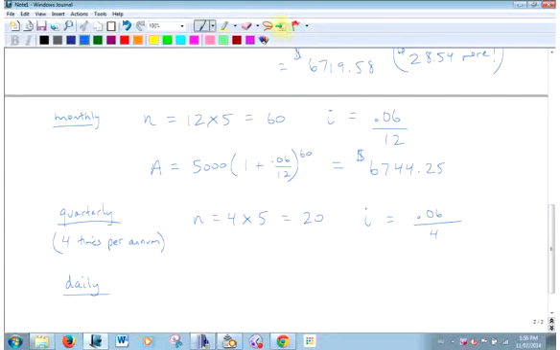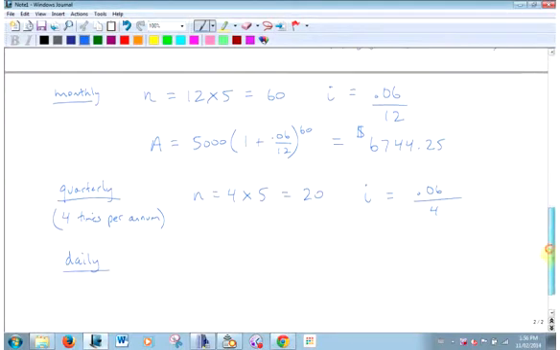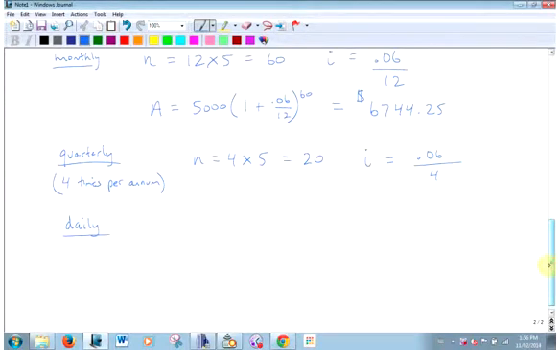Daily. If this is your money, is that how you'd want them to do it? You bet. The more frequently, the better. How many compounding periods would there be on a 5-year investment if I did it every day? 365 times a year times 5 years. That's a lot. What's the interest? 0.06 divided by 365. And that's pretty much it.